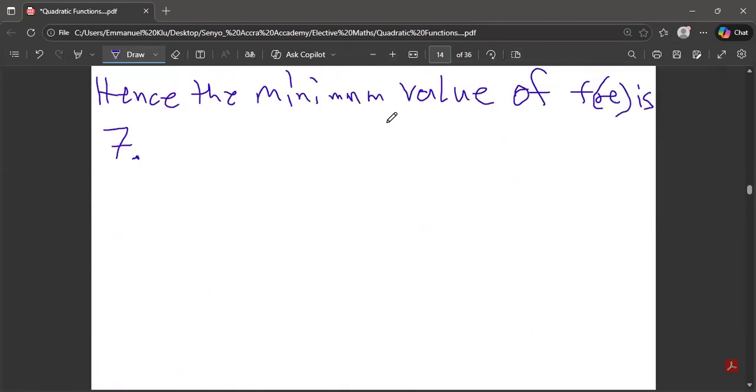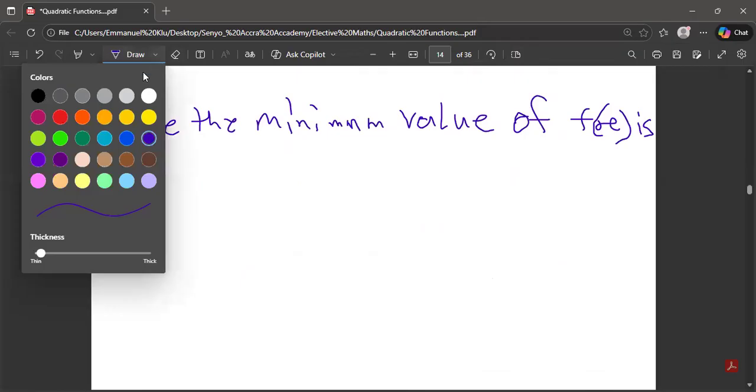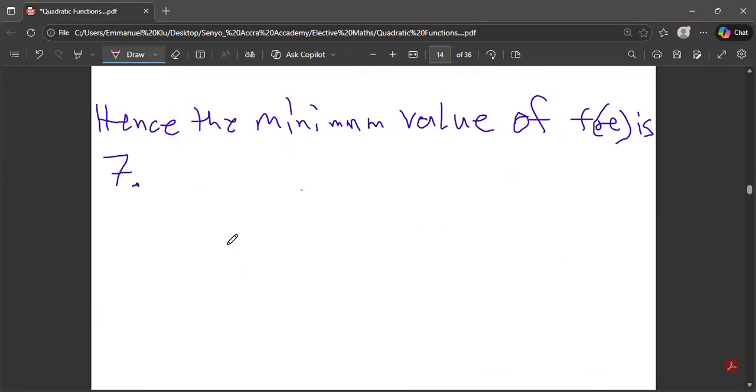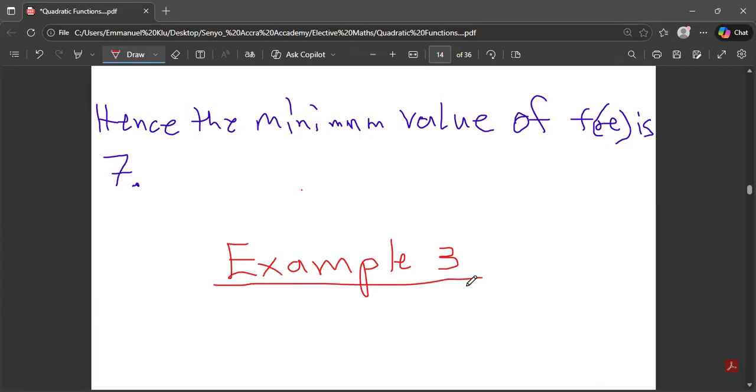Do you get me? Because a question can come, you can pick your past question now and you will see what I'm saying. Pick your past question and see whether you can find questions like this. You can open to quadratic function. So I could call this maybe example 3.